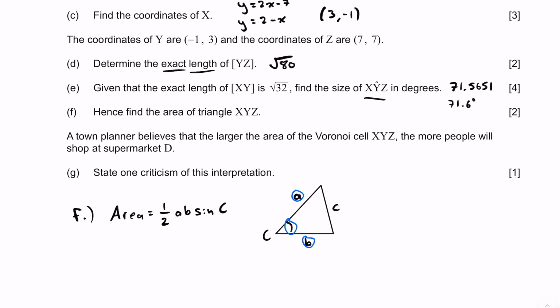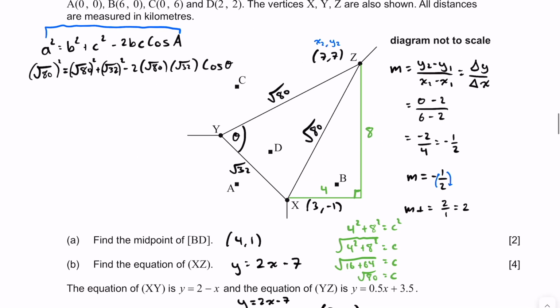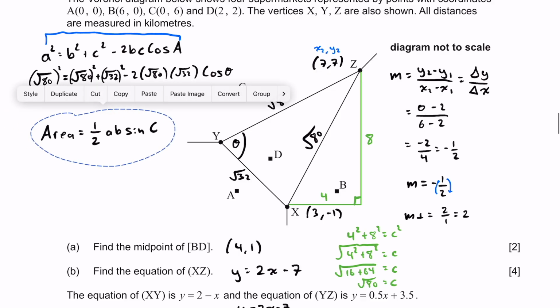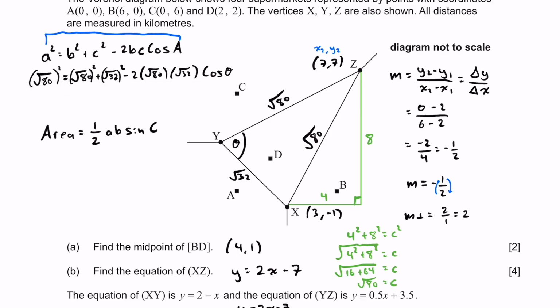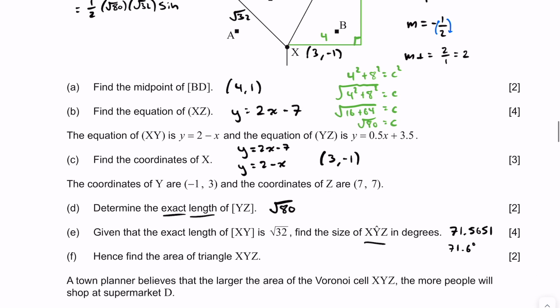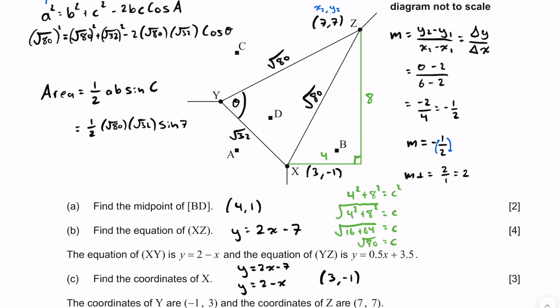So I think I'm actually going to bring this up just because all of the work is there and it's maybe a nicer visual. Area is equal to half AB sine C. So half, A is root 80, B is root 32, and then the angle in between we found was 71.6. And this should give us the area of this triangle.